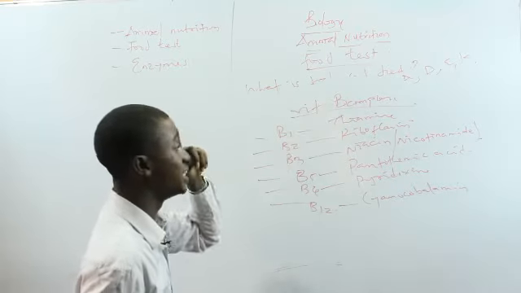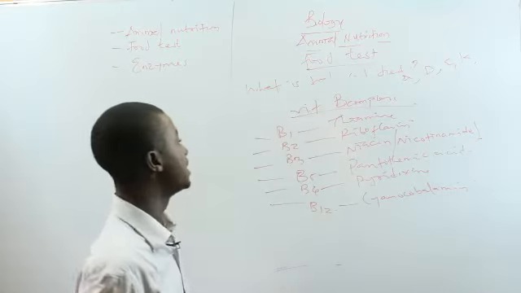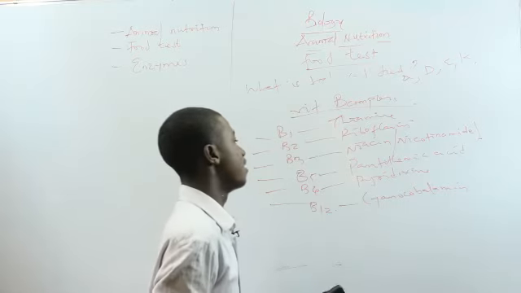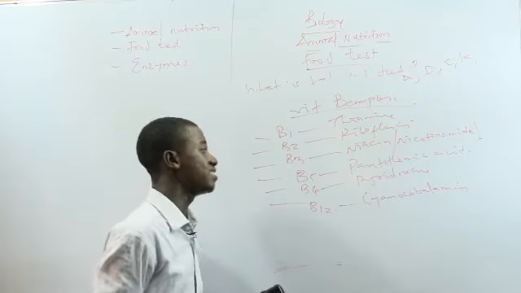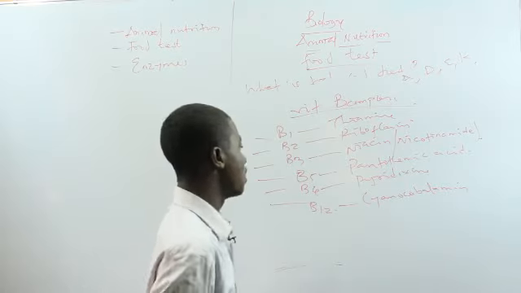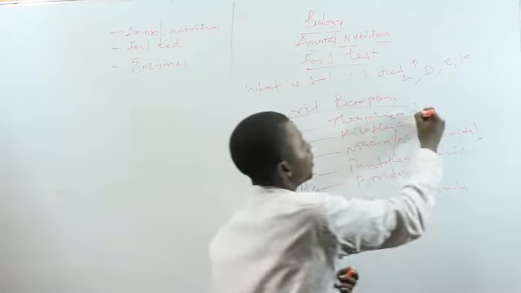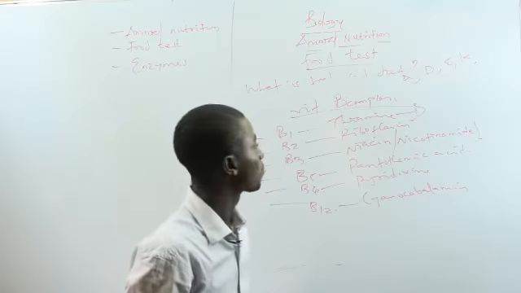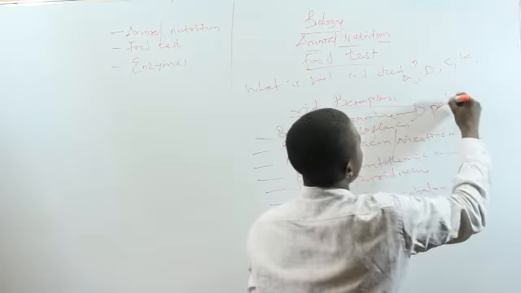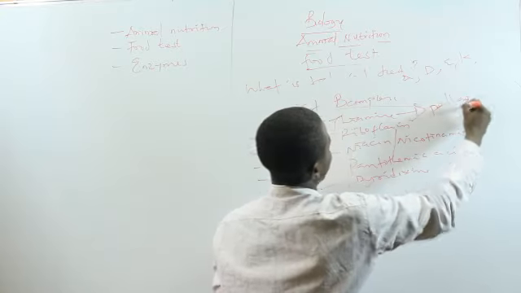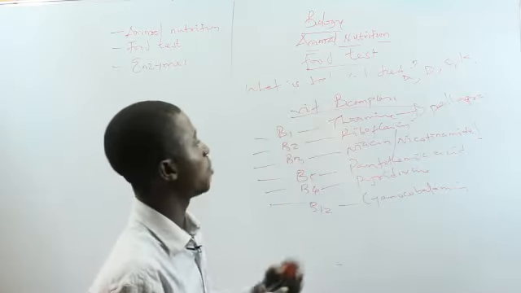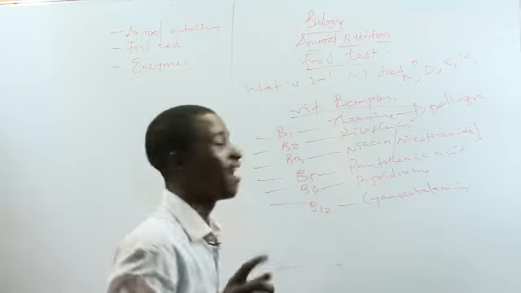Vitamin B1 is called thiamine. Vitamin B2 is called riboflavin. Vitamin B3 is called niacin. Vitamin B5 is called pantothenic acid. Vitamin B6 is called pyridoxine. Vitamin B12 is called cyanocobalamin. So I would only major on vitamin B1. Lack of vitamin B1 will cause what we call pellagra. Pellagra, like rough skin, pellagra.